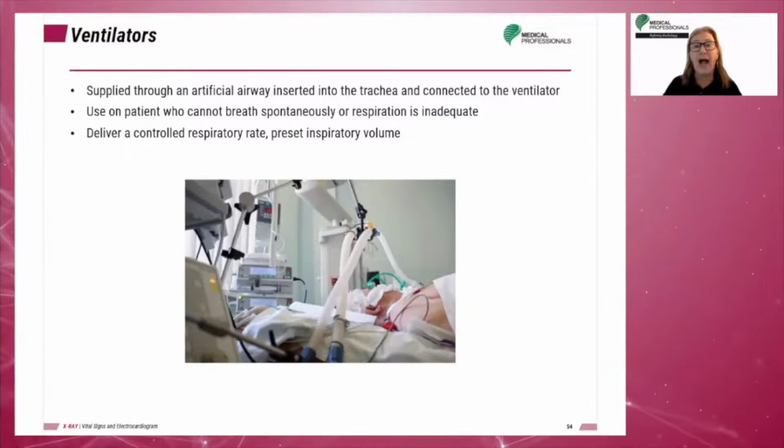Ventilators supply oxygen through an artificial airway inserted into the trachea and connected by tubing to the equipment. The ventilator is used on patients who cannot breathe spontaneously or when their respiration is inadequate. They deliver a controlled respiratory rate with a preset respiratory volume.